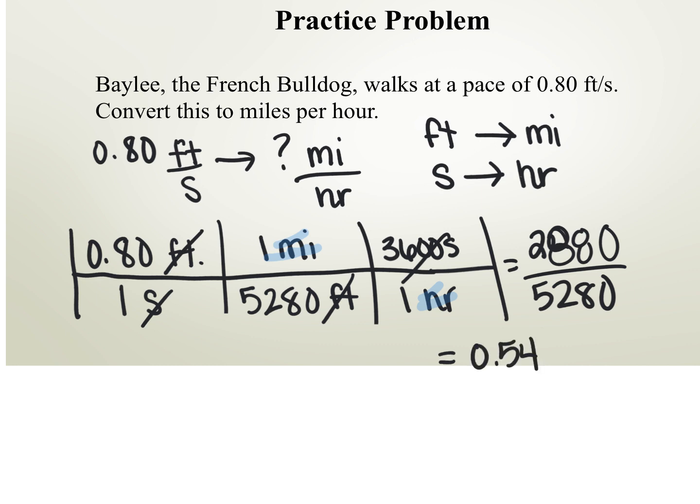0.54 repeating. Okay. How many sig figs are in 0.80? 2. 5,280? 3. So how many can your answer have? 2. Okay, and it's 0.54, and the 54 is repeating. No, it's 0.5454. Okay. So what does that 5 cause you to do? Round up. All right. So what does this round to? Okay. 0.55 miles per hour.